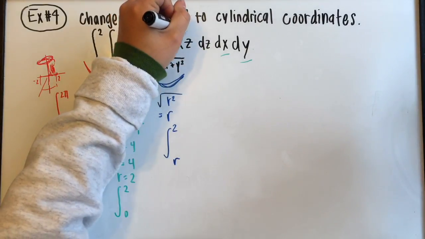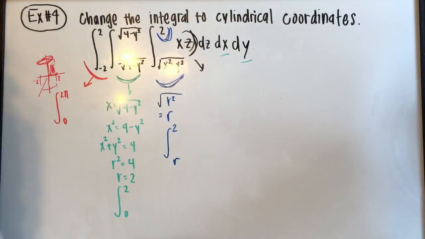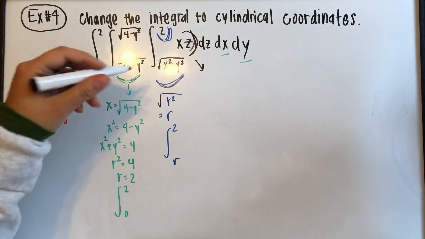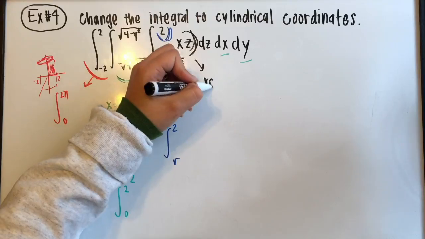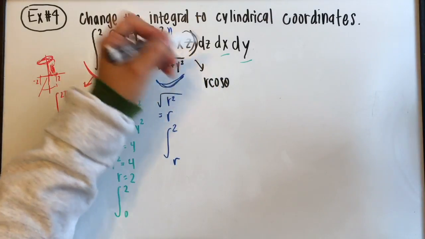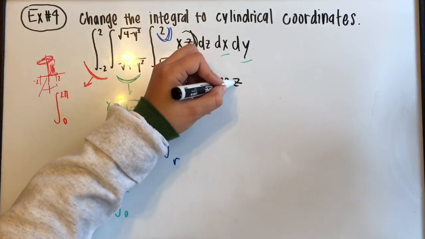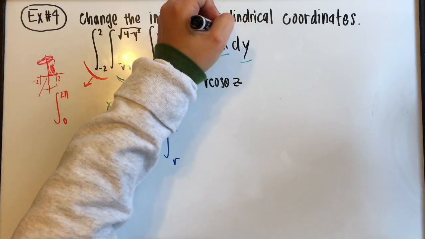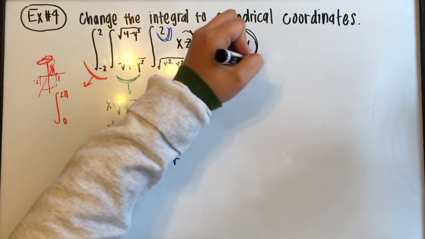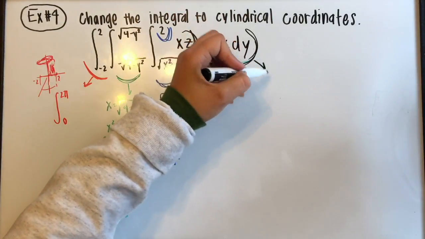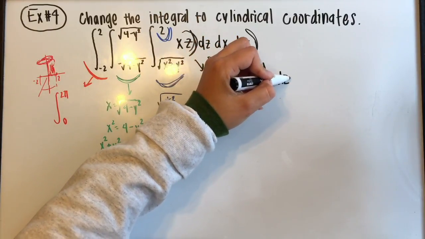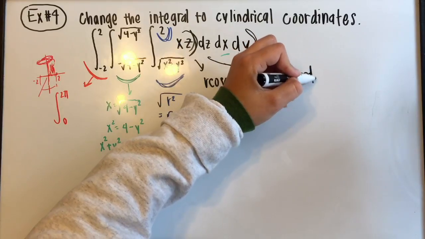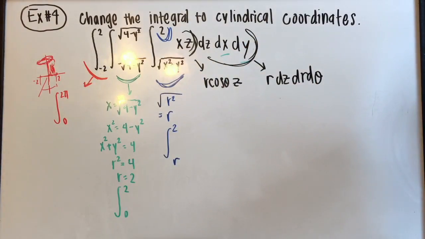And then this, we just change that to polar coordinates like we've done in the other examples. x is just r cosine theta, and z is z. There you go. And this right here is r dz dr d theta.